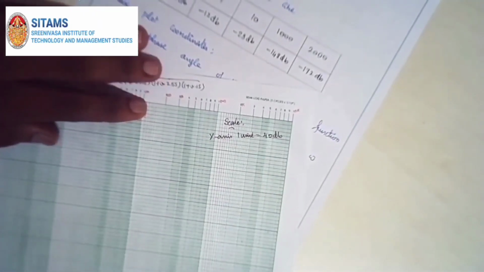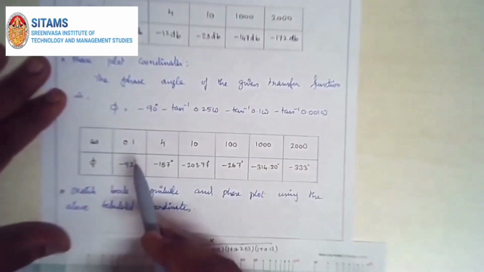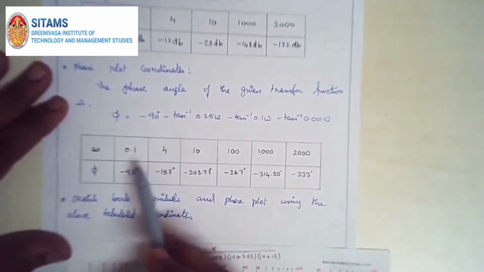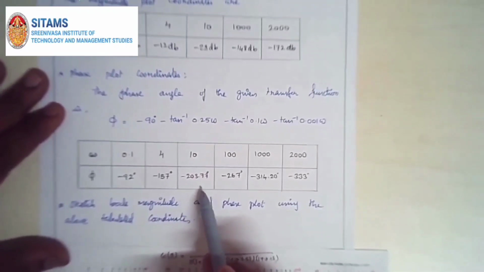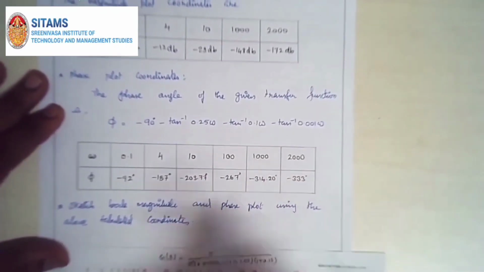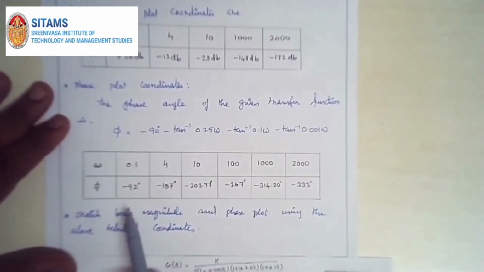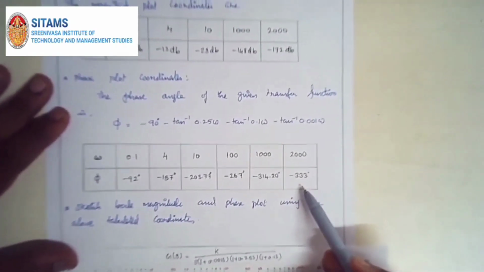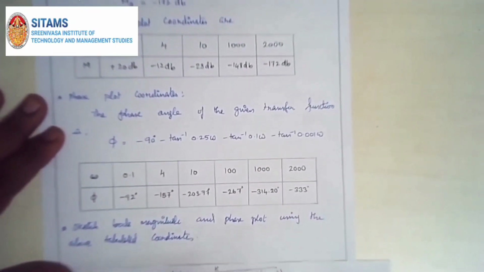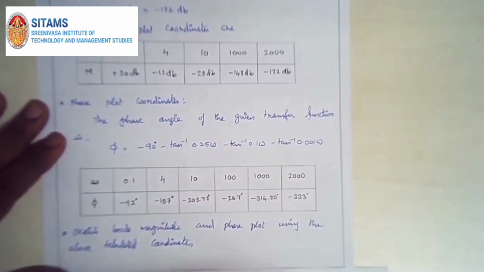So I have written the y scale, and the phase plot coordinates, you can see right over here. So for different frequencies like 0.1 radian per second it is minus 92 degree, 4 it is minus 157, 10 it is minus 203, likewise up to 2000 I have taken. If you notice, in the negative quadrant, the minimum one is minus 92 degree, and the maximum one is minus 333 degrees. So if I fix the scale between 0 degrees and 400 degrees, that is more than enough.